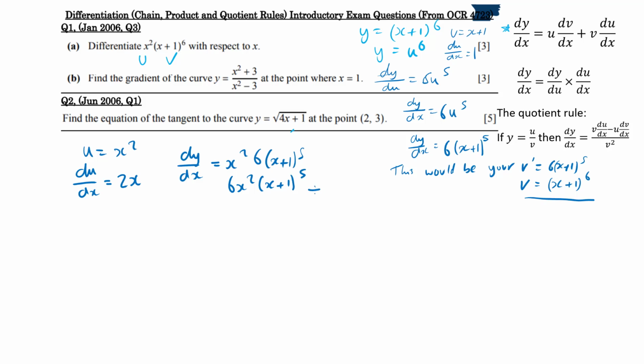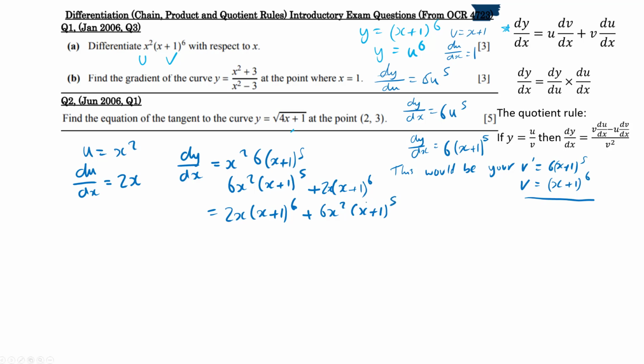Plus v, which we see is (x plus 1) to the power 6, and times that by du dx, 2x. I'm going to put that at the front. So the final answer, nice and neatly, would be 2x(x plus 1) to the power 6 plus 6x squared (x plus 1) to the power 5, and that will get you all your marks.